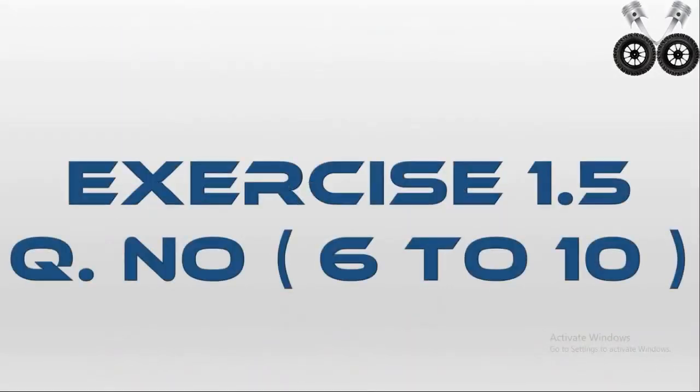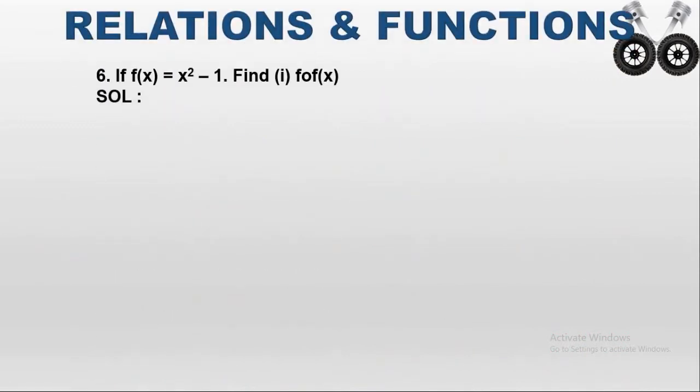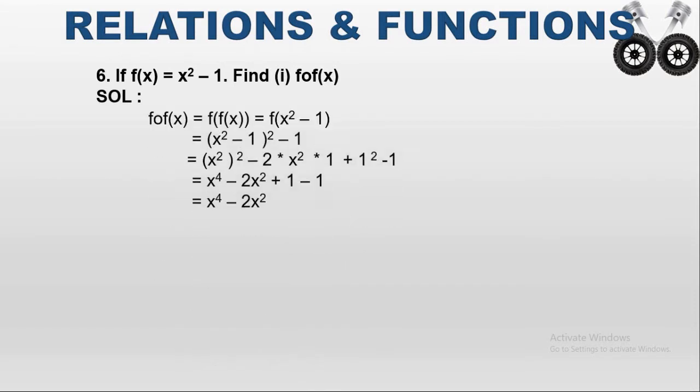Part 15, exercise 1.5. The sixth problem is f of x equal to x square minus 1. Find f composition f of x. So what is the problem given here? f is the function, defined with the variable x. Then f of x equal to x square minus 1, and we have to find the value for f composition f of x. So in the solution, first you have to write the f composition f of x.